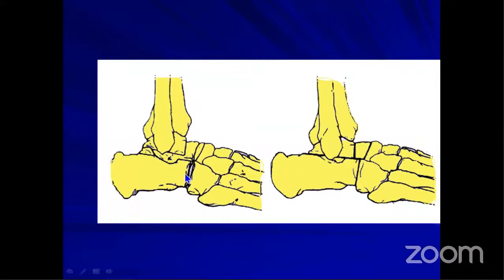So three joints: calcaneocuboid, talonavicular, and the subtalar. Posterior subtalar, middle subtalar right here, and the anterior subtalar. All are fused in a classical paralyzed foot to provide a stable platform, a stable ankle for walking, and you combine this with a triple arthrodesis. Whereas with triple arthrodesis you get a balanced plantigrade foot, and then you get the patient walking.